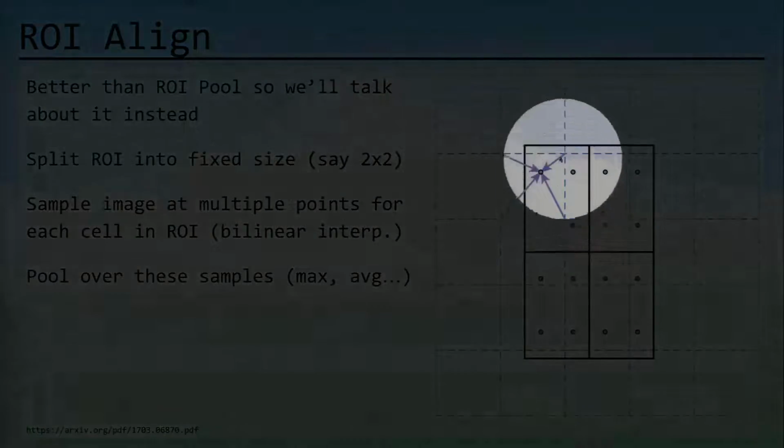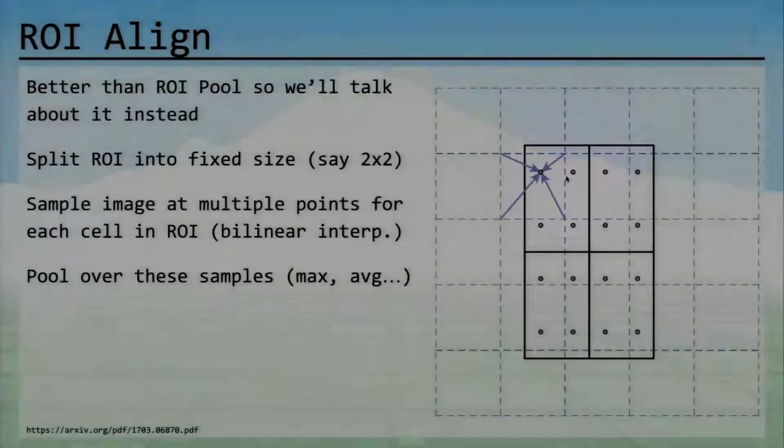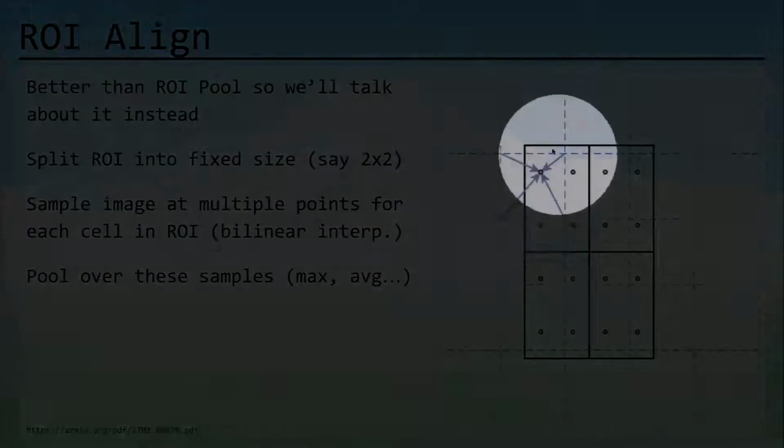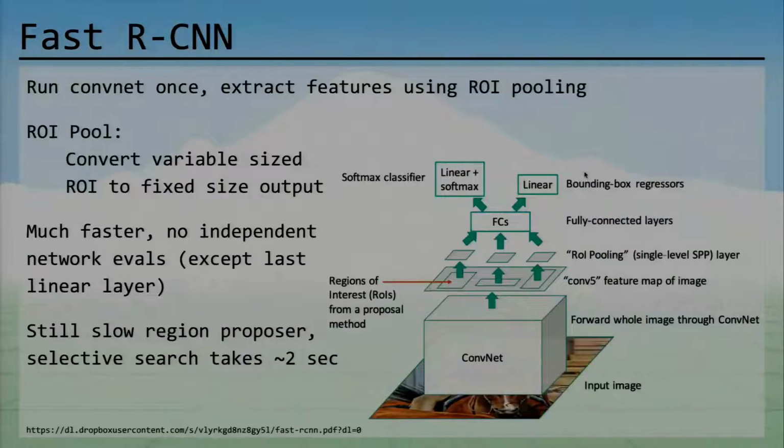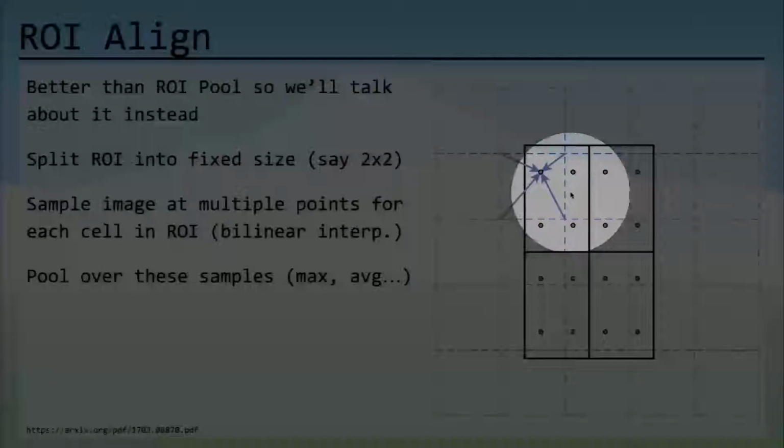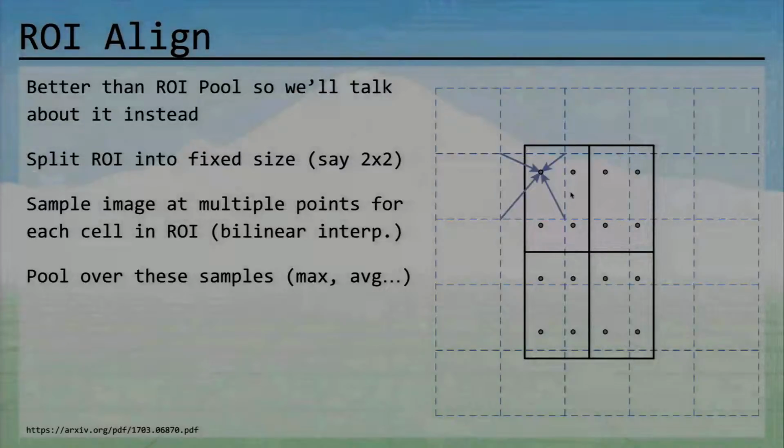And once we've calculated these 4 components of this part of our region of interest, we're going to do some kind of pooling operation on top of them. That pooling operation could be max pooling or average pooling. It's one of the standard ones that we've already looked at. And we're going to run that for each of the grid cells that we've decided to use for this fixed size representation.